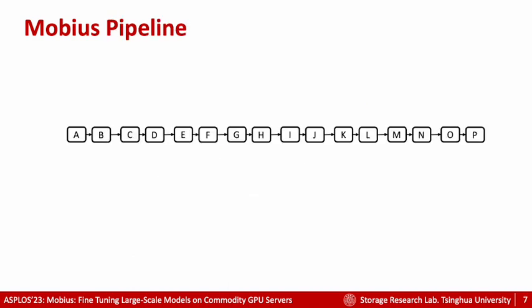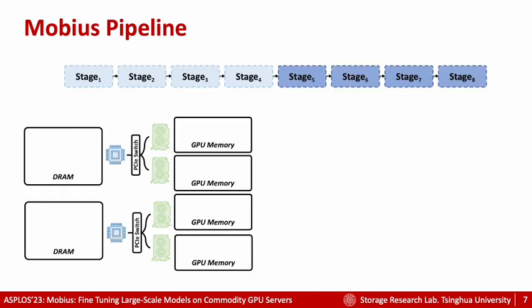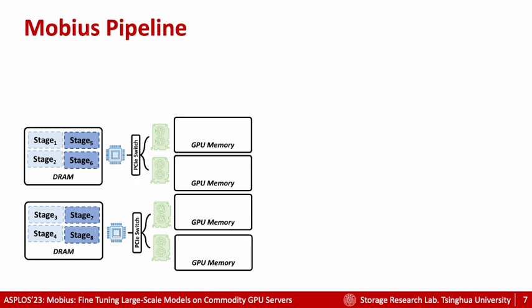In Mobius pipeline, a model is first partitioned into some stages, each of which includes multiple layers of the model. These stages are first stored in DRAM. Unlike the traditional pipeline parallelism, the number of stages can be more than that of GPU, and each GPU is responsible for multiple stages execution. Before training, each GPU fetches the first corresponding stage to the GPU memory.